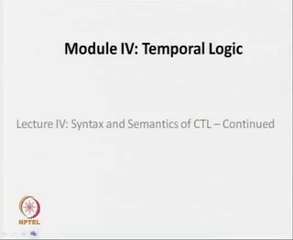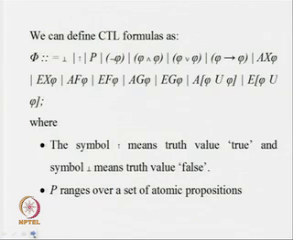So, in last class we have introduced a temporal logic called CTL, computational tree logic. We have seen what the syntax of CTL is and we have discussed how to define the semantics of CTL. In syntax, we have seen that if P is an atomic proposition or a set of atomic propositions, then all atomic propositions will be treated as CTL formulas, along with the truth values true and false.